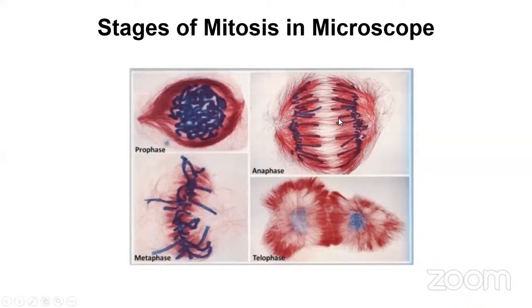Then in anaphase, the chromosomes are moving towards the opposite poles. In telophase, the separation has been completed and the separation of the cell into two identical cells has started. If you see carefully, here there is a furrow kind of structure and there are two cells clearly. There are two nuclei. So these are the salient features of mitosis.